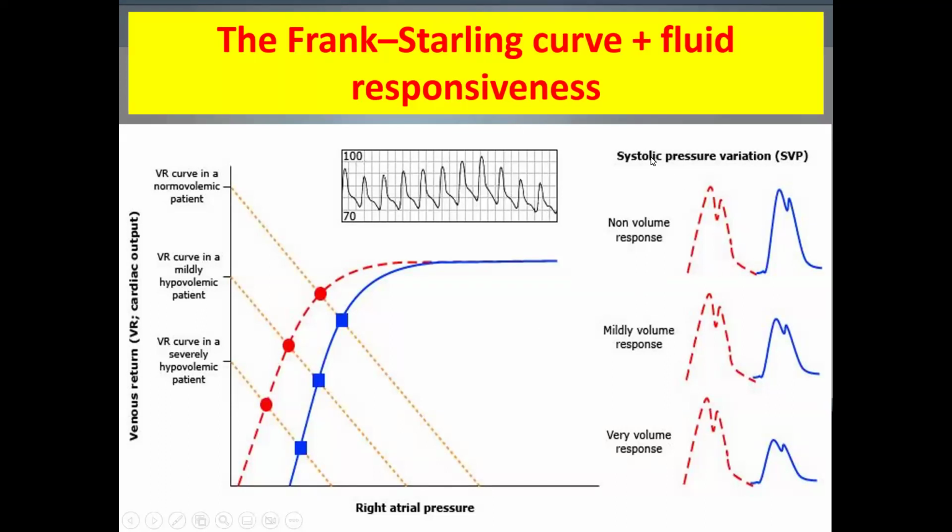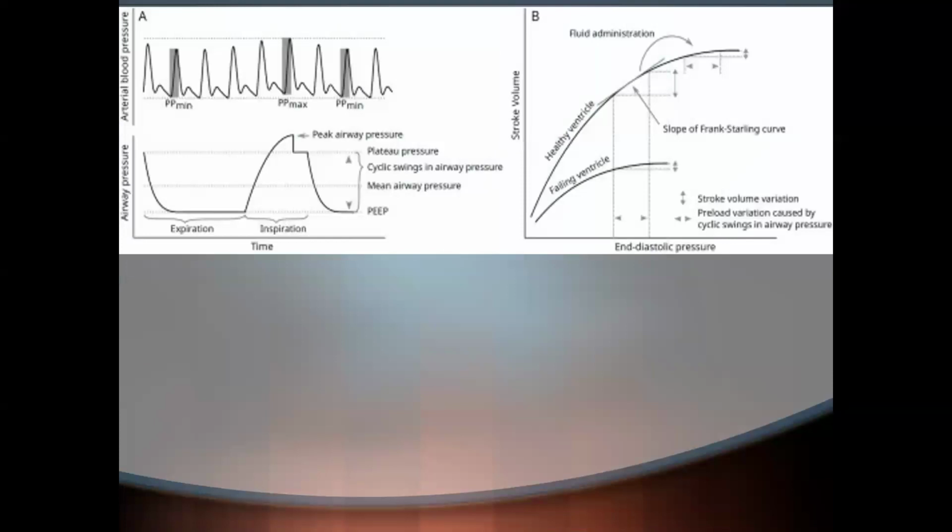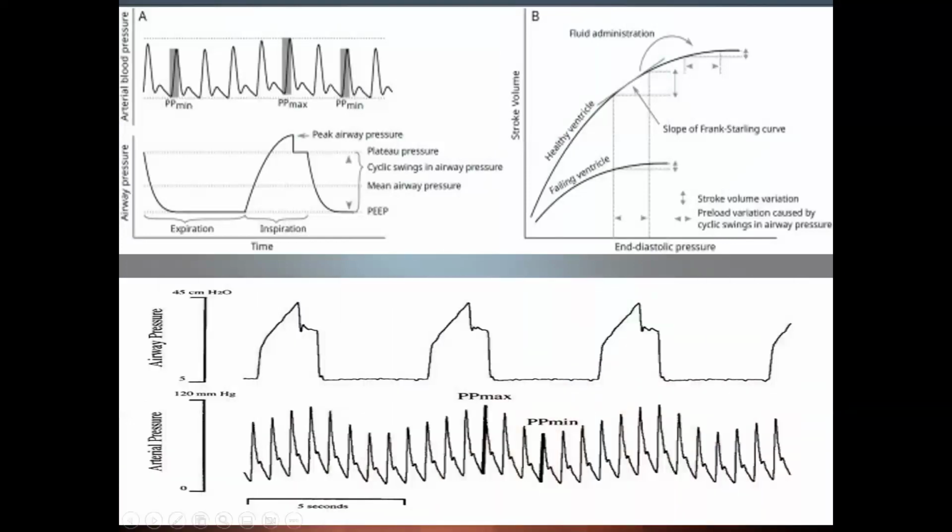You can see here the systolic pressure variation or the pulse pressure variation, the same equation. If the patient is shocked, here the difference will appear more. If the patient is mildly fluid responsive or not hypovolemic, the difference will be less. If the patient is overloaded or doesn't need any fluid, there is no difference between inspiration and expiration pulse pressure variation. This is also another example of the pulse pressure variation during inspiration and expiration.